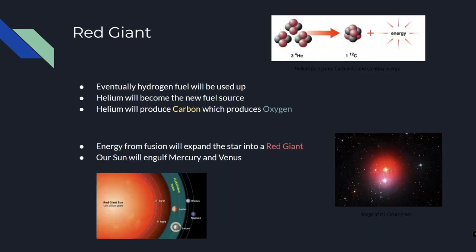Red giant. Eventually, hydrogen fuel will be used up. Helium will become the new fuel source. Helium will produce carbon, which produces oxygen. Energy from fusion will expand the star into a red giant, and our sun will engulf Mercury and Venus.